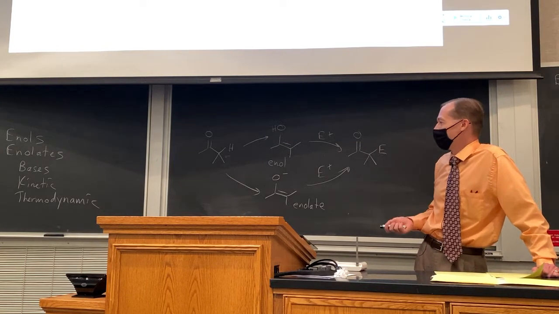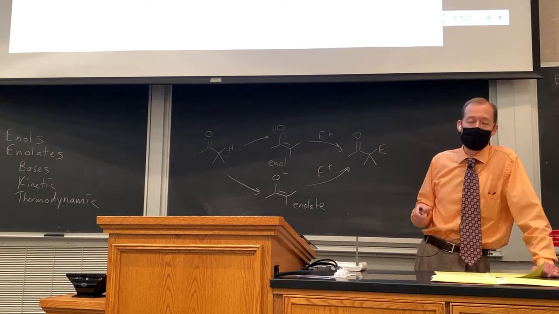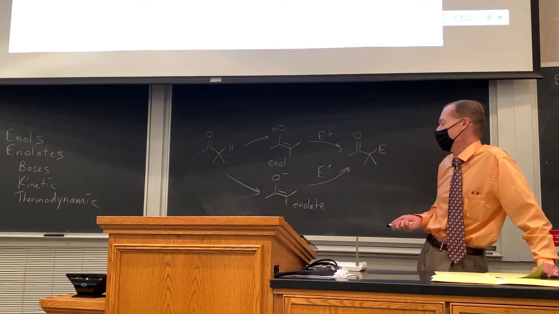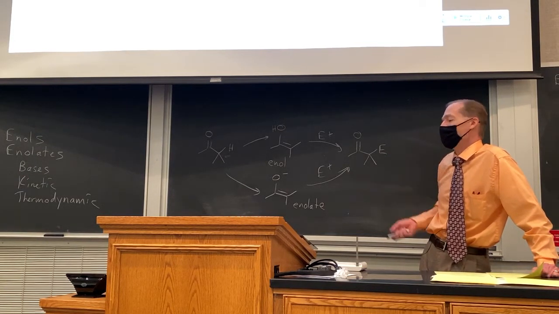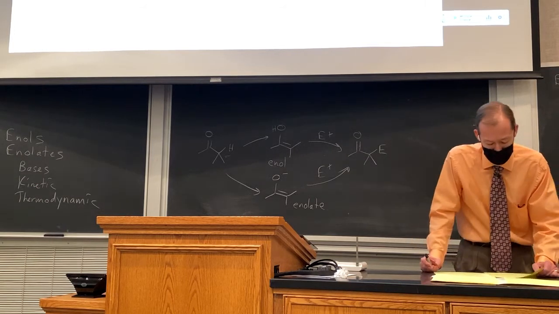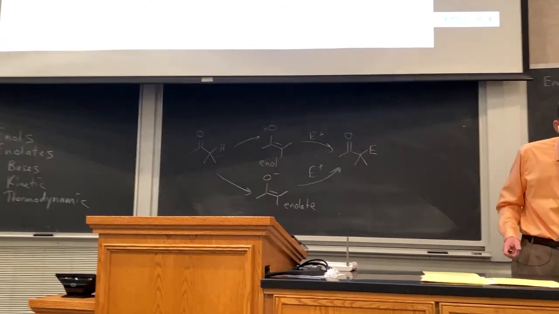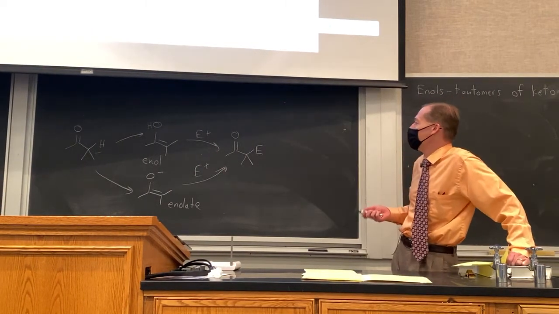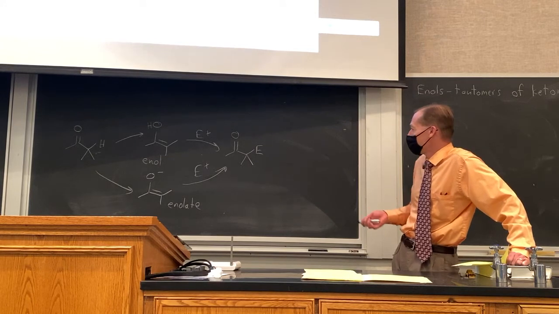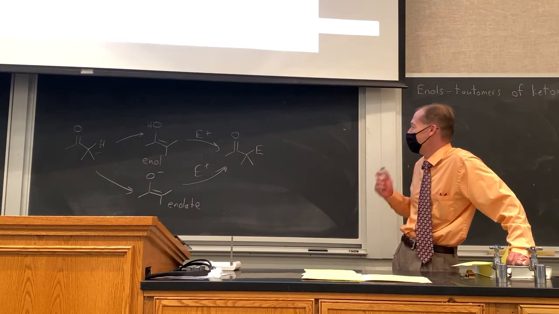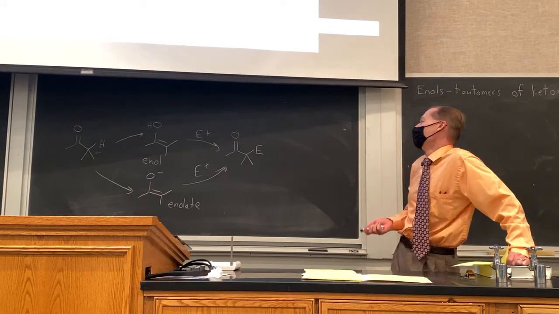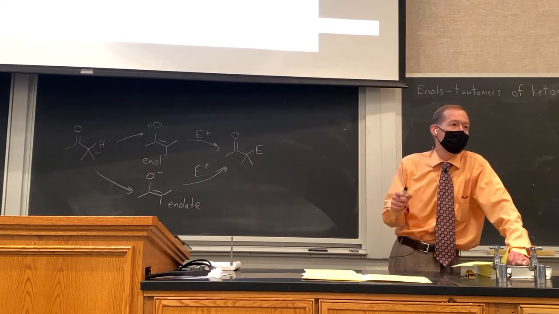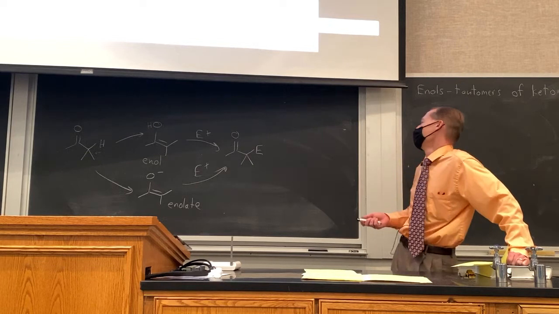We're going to learn about their structures and how to make them in class today, including bases that can be used to form enolates. And then we're going to talk about kinetic and thermodynamic enolates. So on the board right here, I've drawn for you a generic ketone. And then this is the enol from that ketone. The enol is a tautomer of the ketone. That's a term we learned last semester that we'll revisit in a moment.